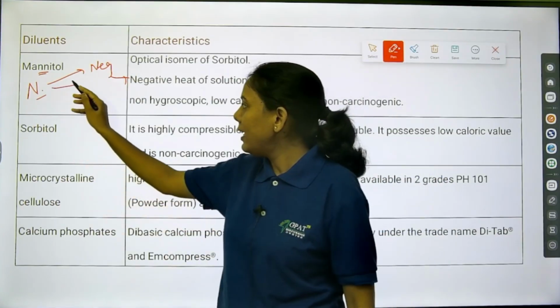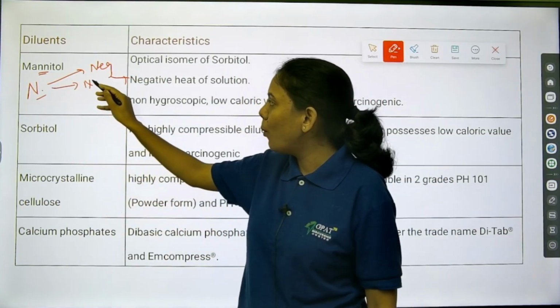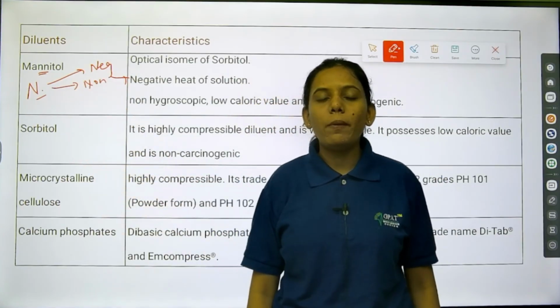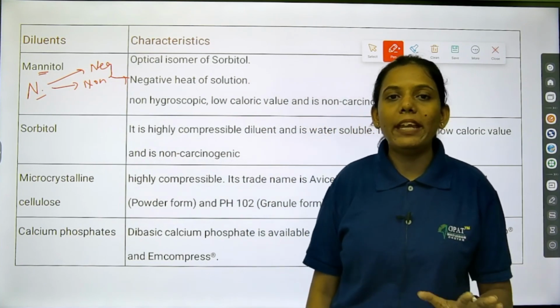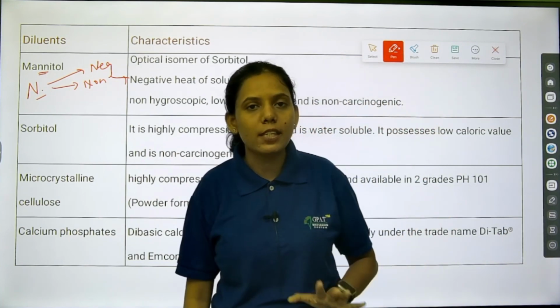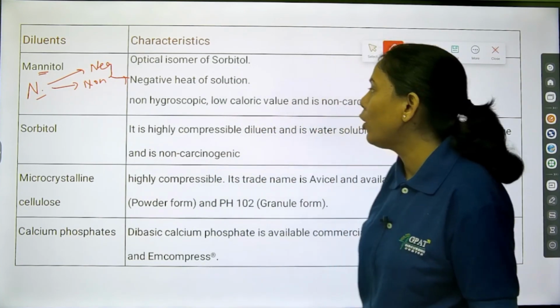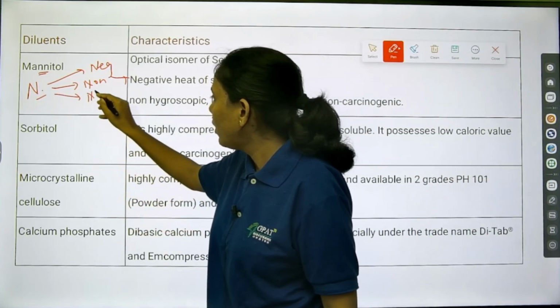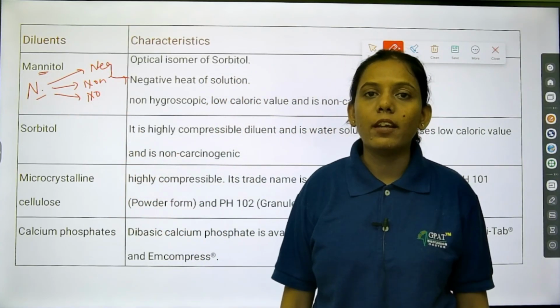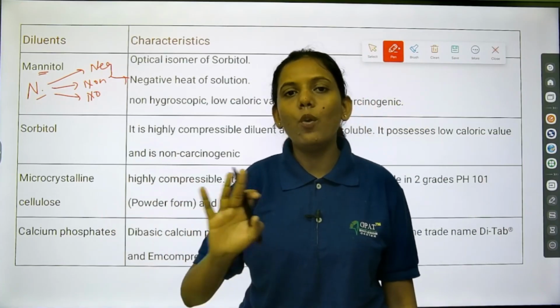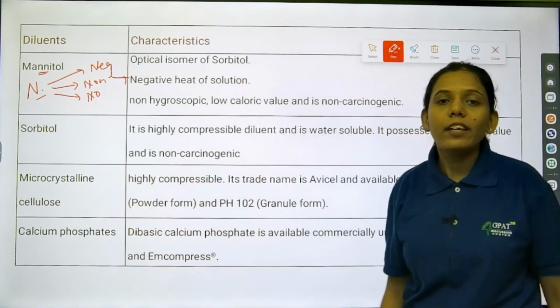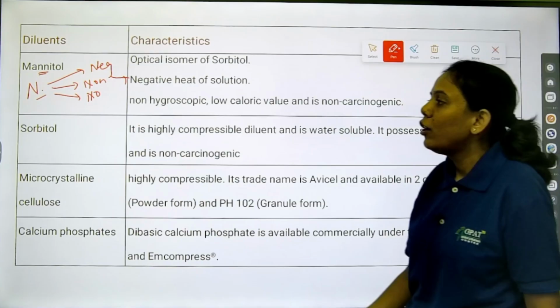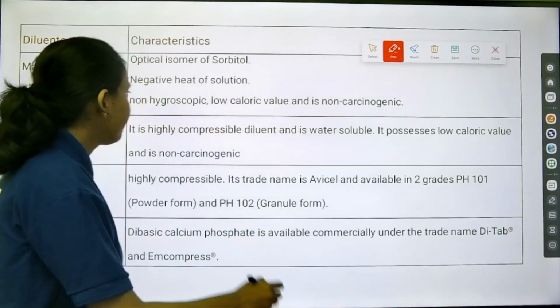Next is it is non-hygroscopic. Non-hygroscopic means it does not absorb any kind of moisture from the surroundings. Next is no calories. No or low calories are present, unlike your sucrose. Next is non-carcinogenic.